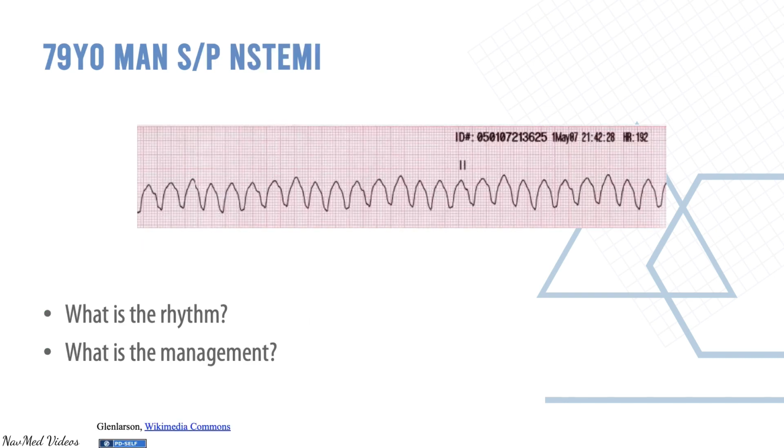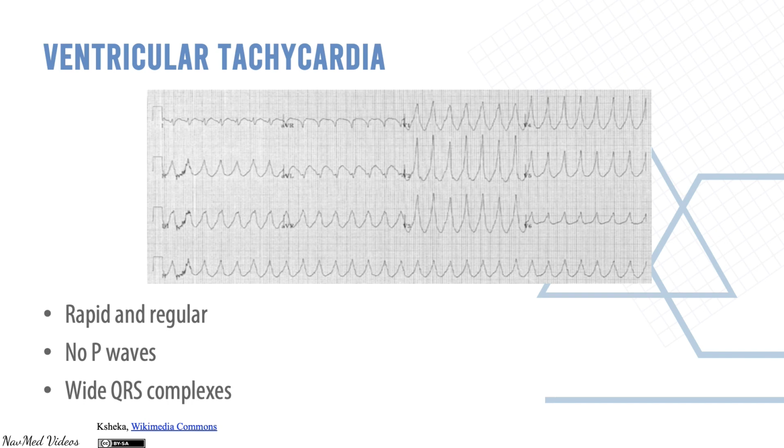Okay, second one. 79-year-old man, non-STEMI previous history. What is the rhythm and what is the management? When you see this bullet kind of picture, there is only one diagnosis, ventricular tachycardia. Okay, so the bullet kind of thing: rapid and regular, no P waves, wide QRS complexes. Ventricular tachycardia. Do not forget ventricular tachycardia.